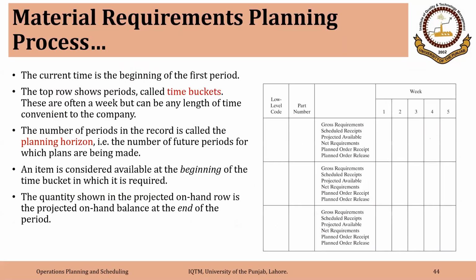These time periods are called time buckets. So in this case, the time bucket is a week. And for example, if we are making a plan for 5 weeks, that is called the planning horizon. This planning horizon should be at least equal to the cumulative lead time of the final product.